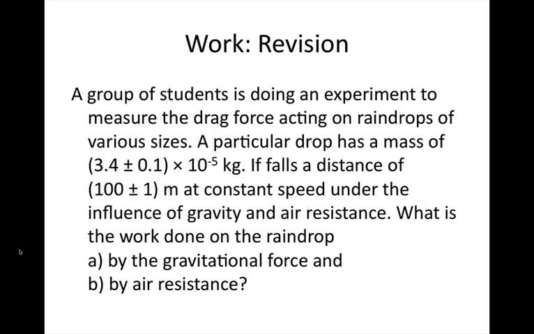A group of students is doing an experiment to measure the drag force acting on raindrops of various sizes. A particular drop has a mass of 3.4 plus or minus 0.1 times 10 to the minus 5 kilograms. It falls a distance of 100 plus or minus 1 meters at constant speed under the influence of gravity and air resistance. What is the work done on the raindrop, A, by the gravitational force, and B, by air resistance?